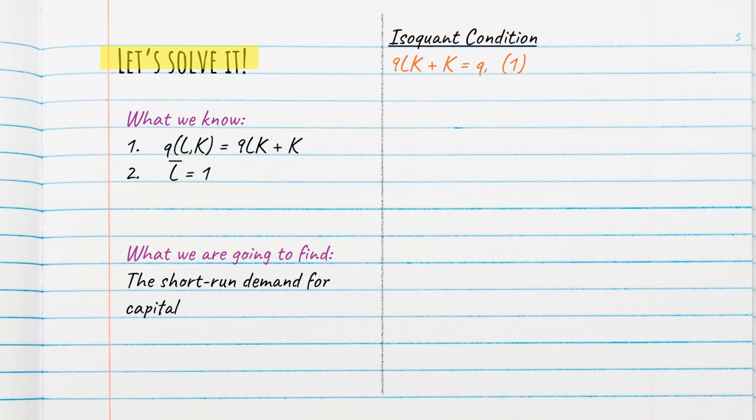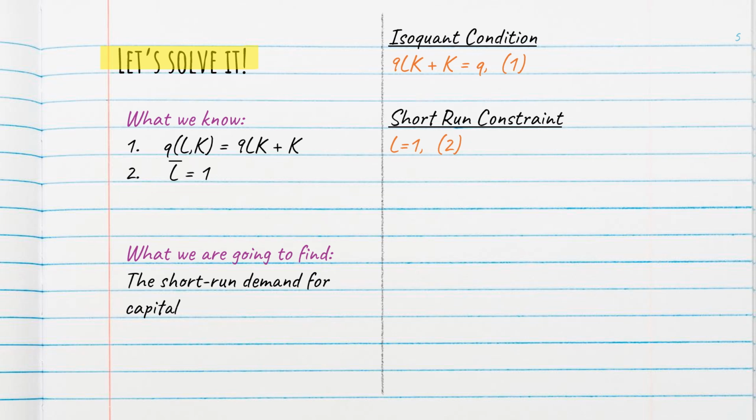We can consider this an isoquant condition, or if you prefer, you can call it a production constraint. There's a second constraint to this question coming from the fact that we're in the short run, and that constraint is that labor is fixed at 1.